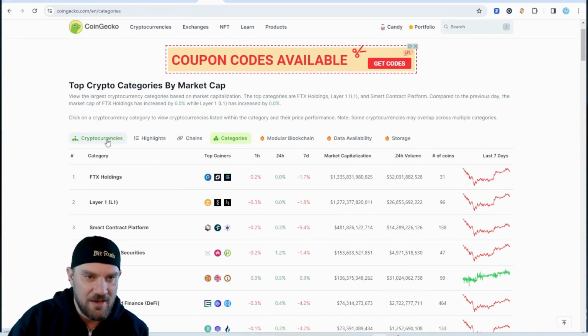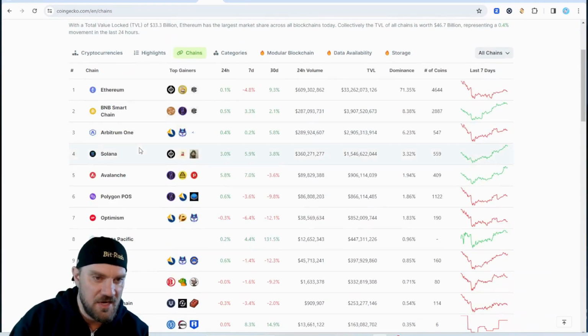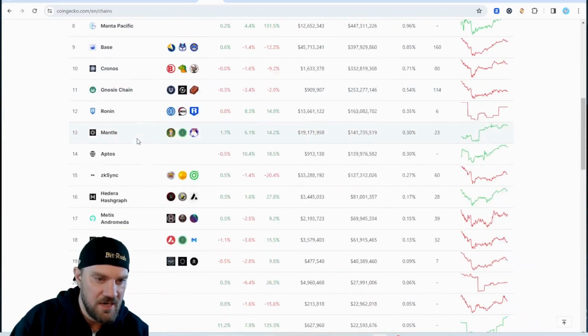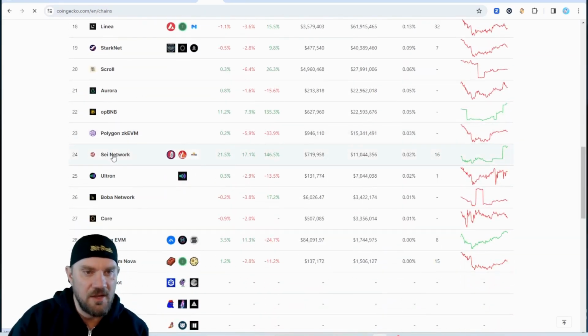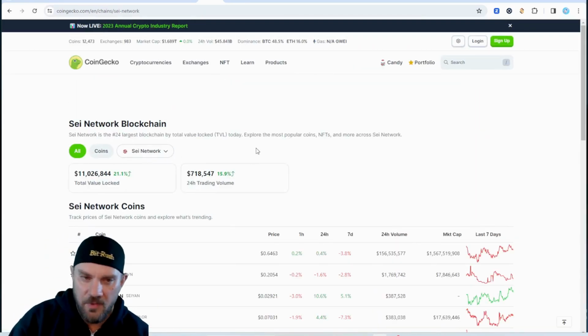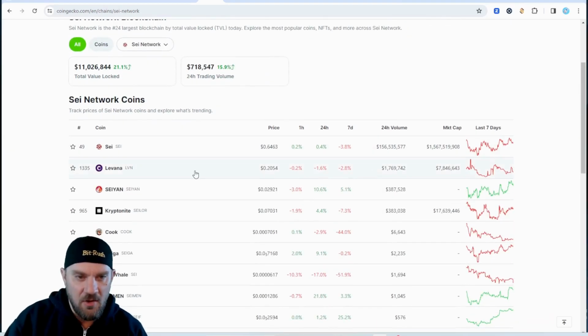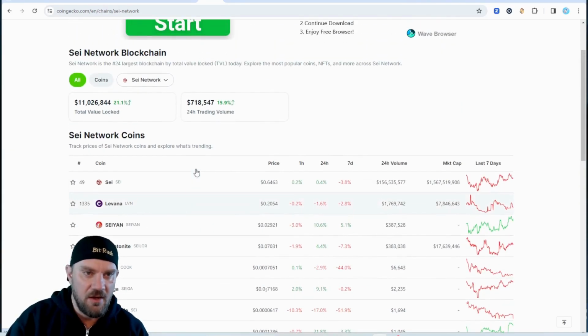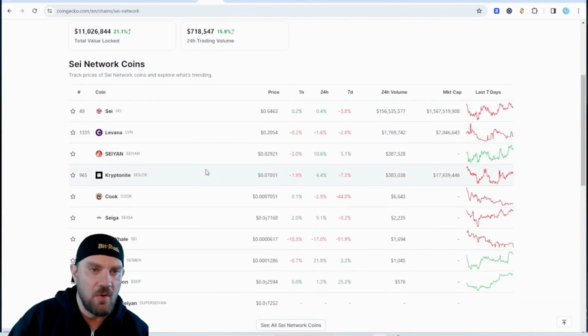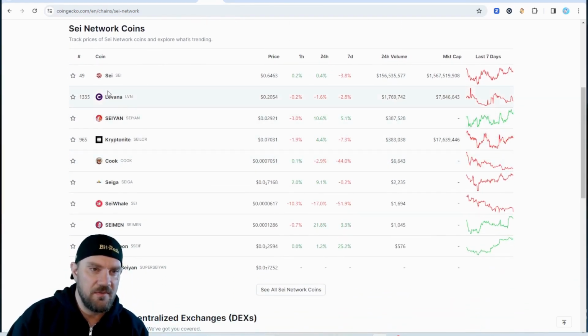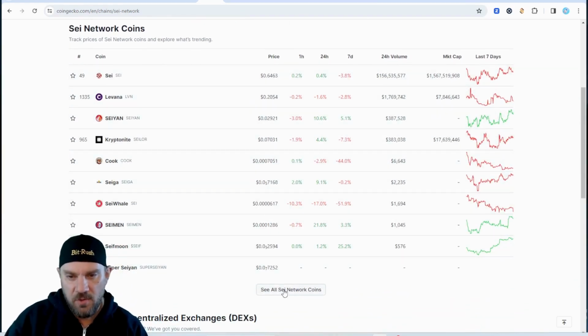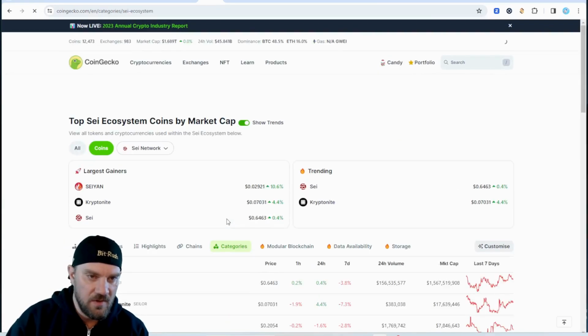Just check by the actual, oh, here it is, by chain. Let me check now. Okay, so by chain, let's see, do we see it? Oh, there it is. Yep. So actually, they do have that. If we come over, we can see all the different tokens that have been listed on CoinGecko on the SEI network. So you can see a few of them here, and you guys can explore those. Click all to see all of them.